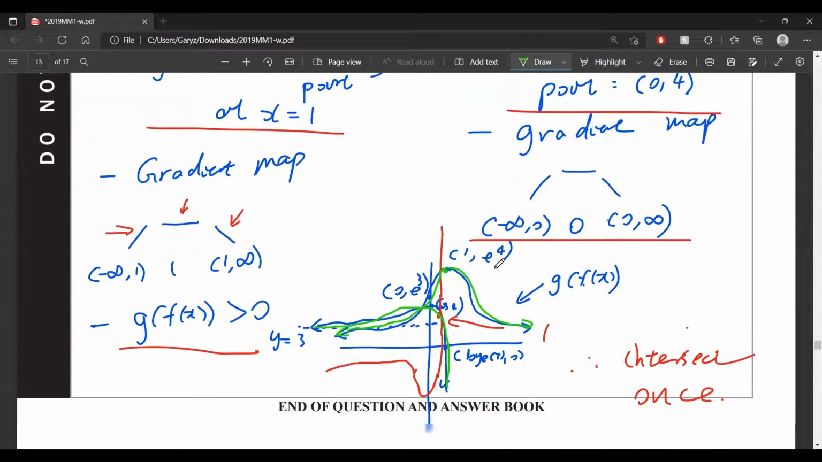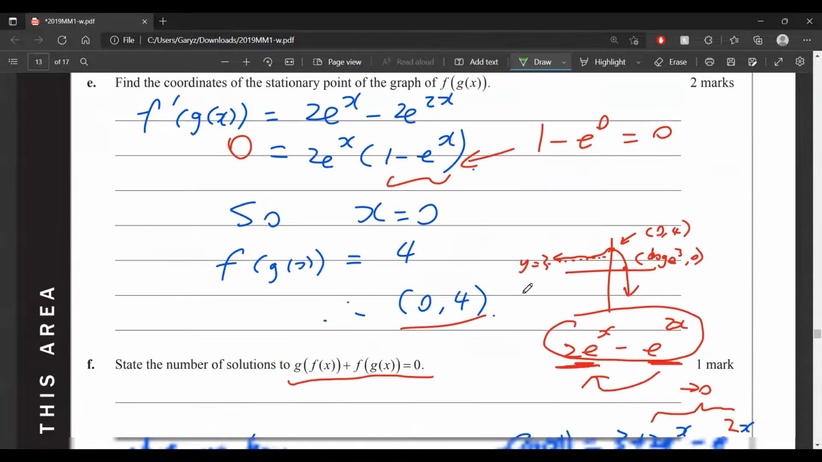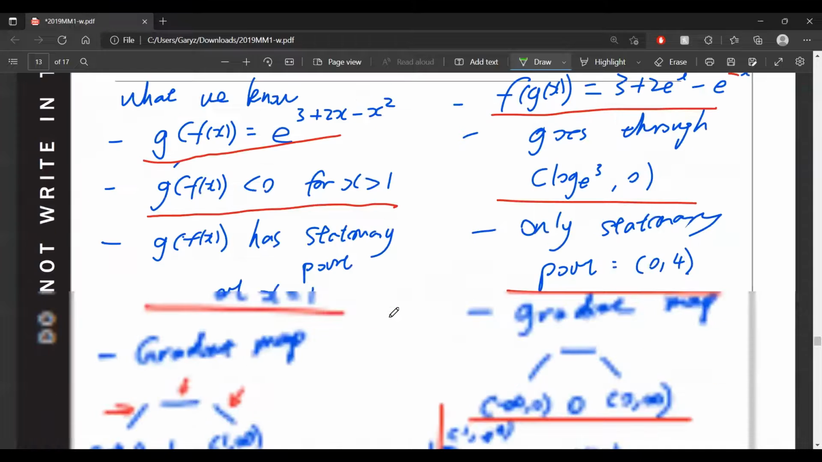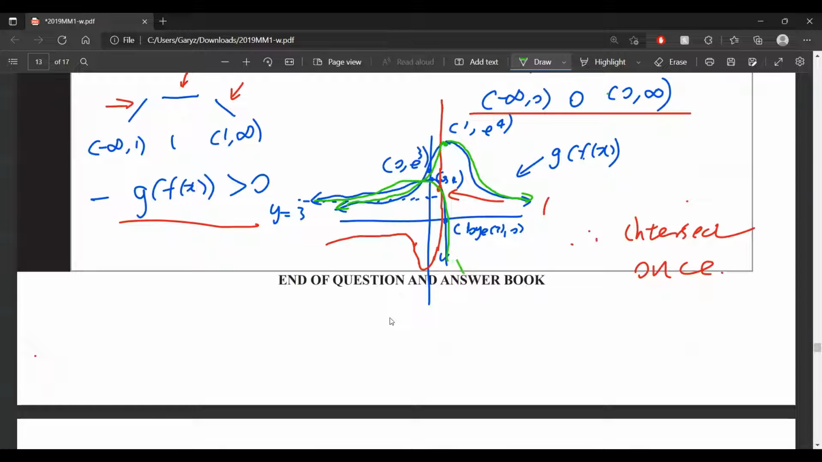And this is why, at the start, I decided to write this equation as g of f of x equals negative f of g of x. Because if we now just reflect this curve here in the x-axis, as shown by this red curve here, we can clearly see that there is one intersection point, and that is the answer to this question. Yeah, so obviously this is a very, very tricky question.